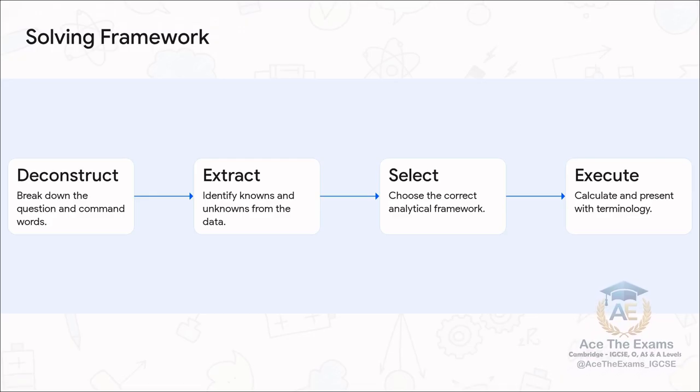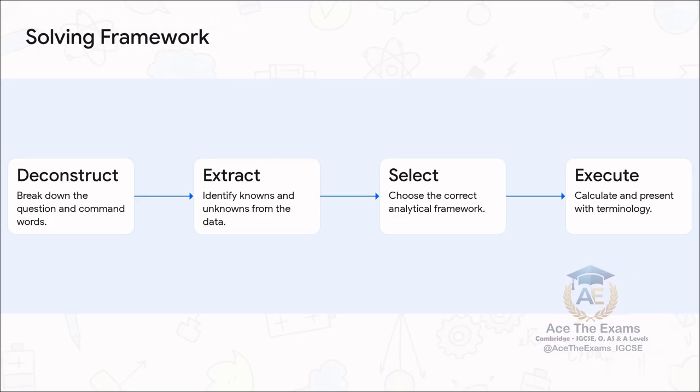Step 2, extract relevant data. Take your pen and write all knowns and unknowns in the margins. Make them visible. Step 3, select your analytical framework. Is this an impulse question or a conservation question? Write the blank formula down immediately on the page.